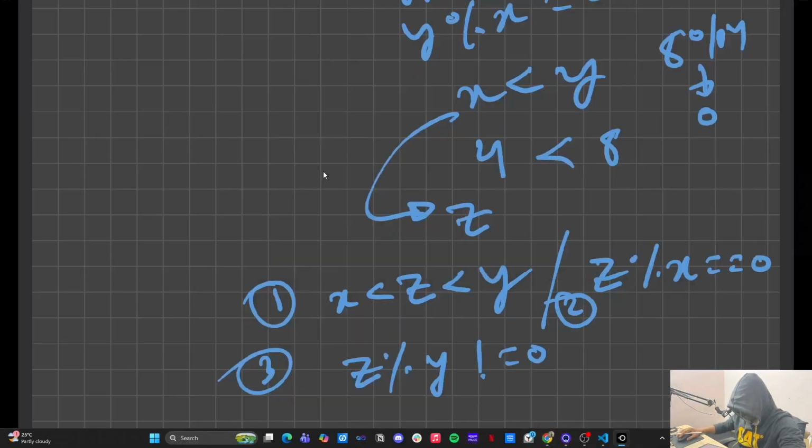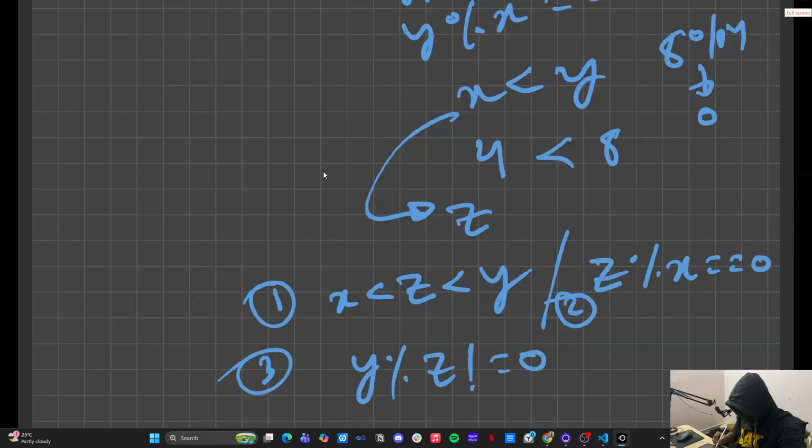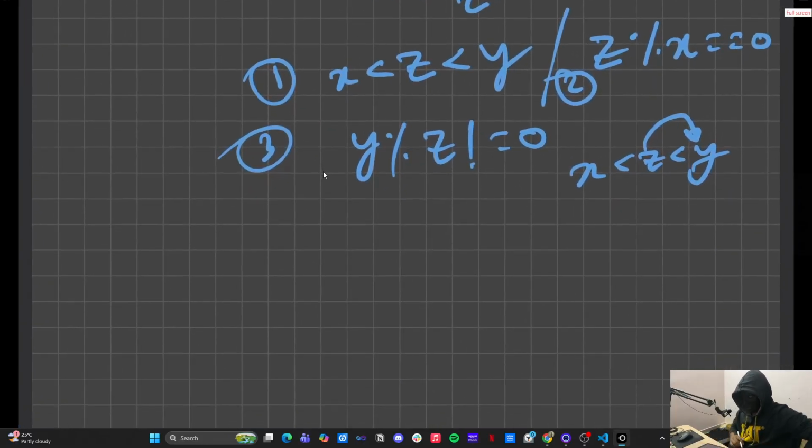Sorry, y modulo z. It's not z modulo y. So y modulo z should not be equal to 0. Why is it y modulo z? Because this is the range, right? So y is greater here than z. That's why z has to divide y. That's the reason y is divisible by z. So we need to find such an integer.